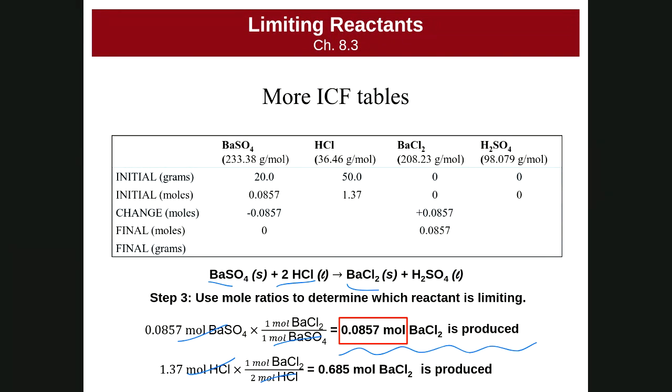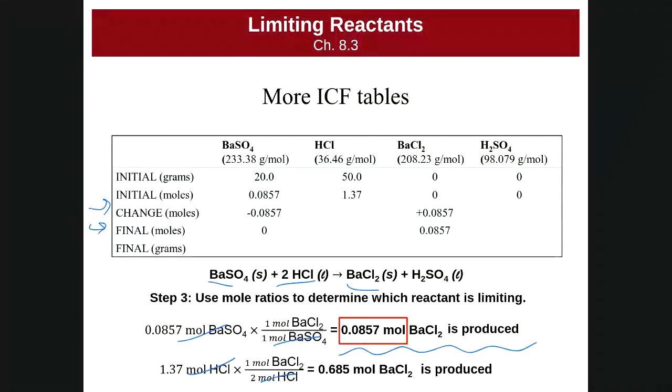So assume that we use all of our barium sulfate to make barium chloride. So our change row uses all of our moles of barium chloride so that we end up with 0 moles of barium chloride. And we end up with the same number of moles of barium sulfate. We end up with the same number of moles of barium chloride as we had of barium sulfate because of that 1 to 1 mole ratio.